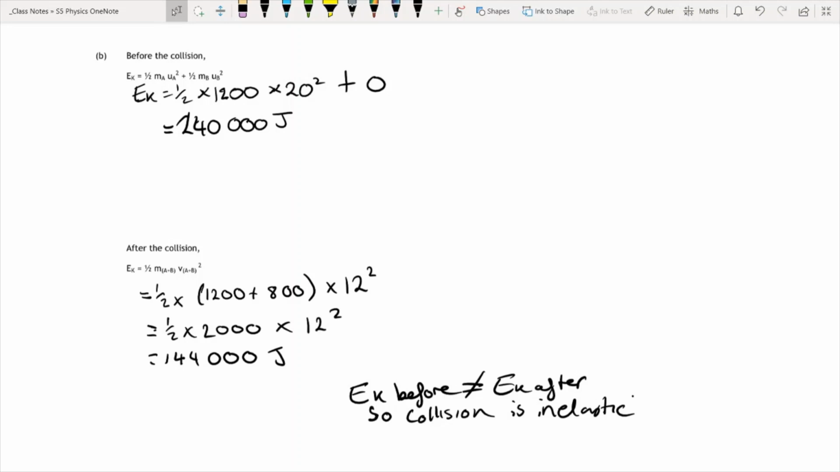And then you need that final statement. If they've asked you to prove that something's inelastic or elastic, you have to write a final statement, otherwise they'll take a mark off you. So just something saying kinetic energy before does not equal kinetic energy after, so the collision is inelastic.